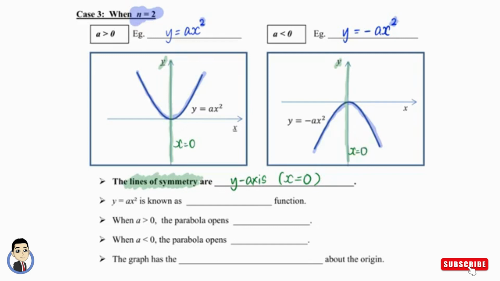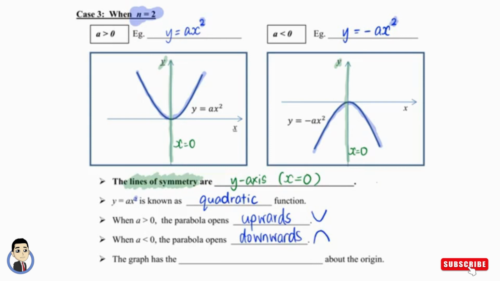Previously, we also learned that this type of equation, where the power of the variable x is 2, is known as the quadratic function. If it is a U shape, then it is opening upwards. And if a is negative, it is an inverted U shape, so this one opens downwards, in the other direction, as seen from the graph on the right side of this video.